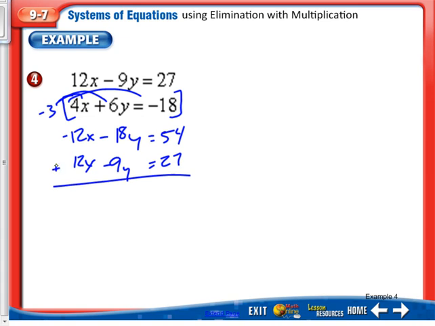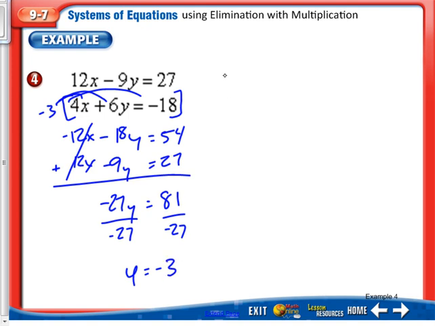Let's go ahead and combine these terms. So this is going to eliminate, and I'm going to be left with negative 27y, and 54 plus 27 is going to give us 81. And when we divide both sides by the coefficient of negative 27, y is going to be a negative 3. Okay, and then we just go ahead and plug that into our equation.